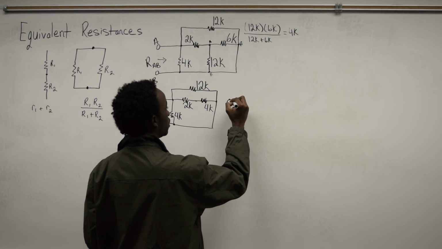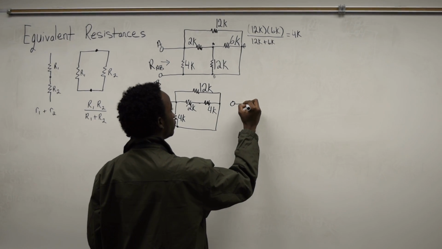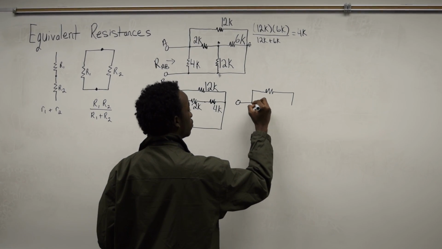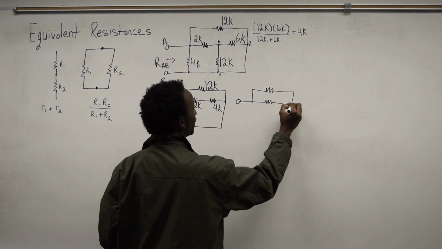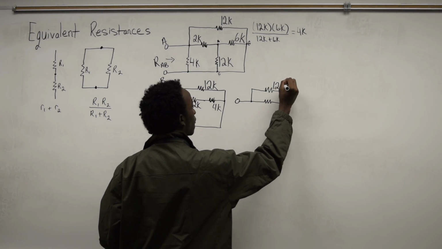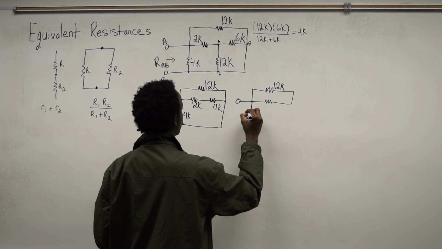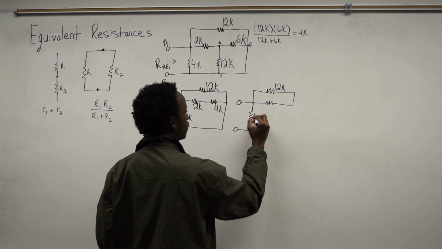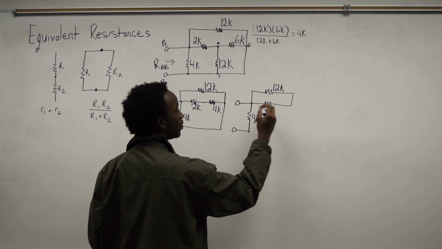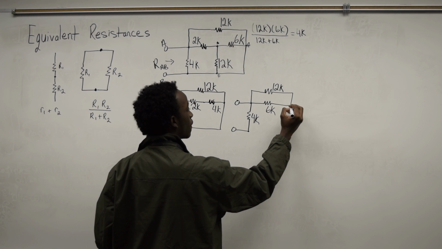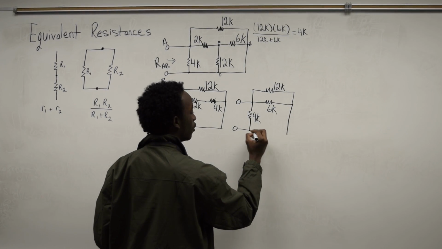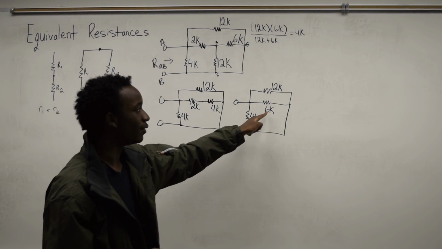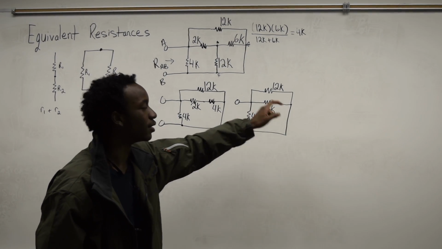I'm going to redraw the circuit now, keeping everything in place so we can identify which resistors are in parallel and which resistors are in series. Here's our 4K, 2 plus 4 is 6K. Drop that down. Now which one do you think that we're going to tackle next? The 6 and the 4 or the 12 and the 6?